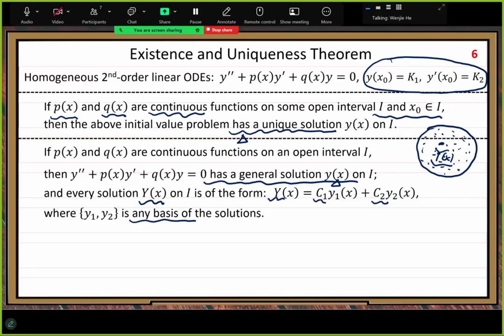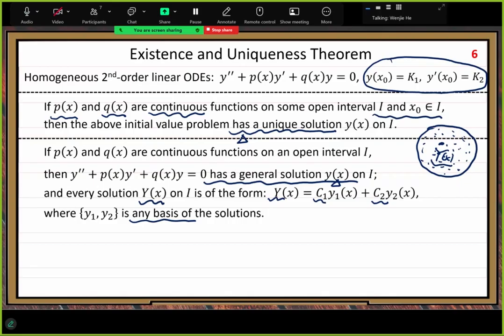That's the second result. So any solution in that big circle, you can represent it as a linear combination of two basis functions, basis solutions of this homogeneous linear second order ODE. All right.